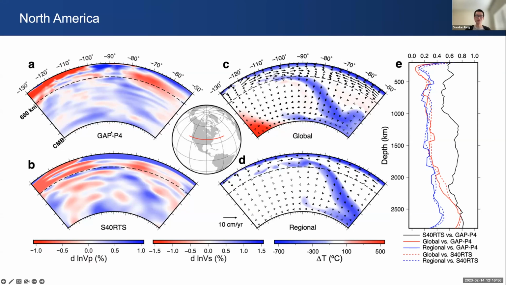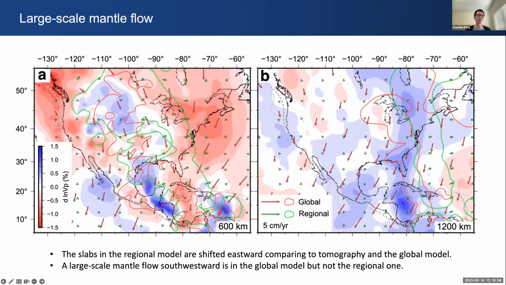It's more clear from this map view. In this figure, the background color shows the P-wave velocity anomalies. These fast anomalies are the slabs. So we can see that the global model predicted the position of the slabs pretty well at both depths. But the regional model has eastward shifted slabs.